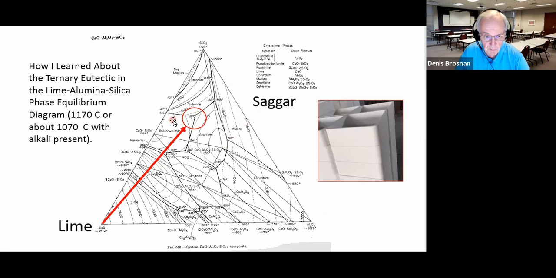And guess what? If you have some alkali present, you're going to reduce that temperature to about 1070 degrees Celsius.